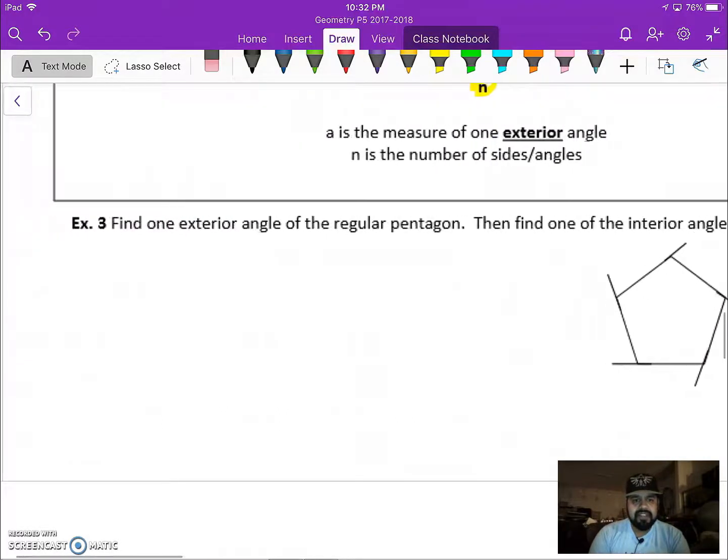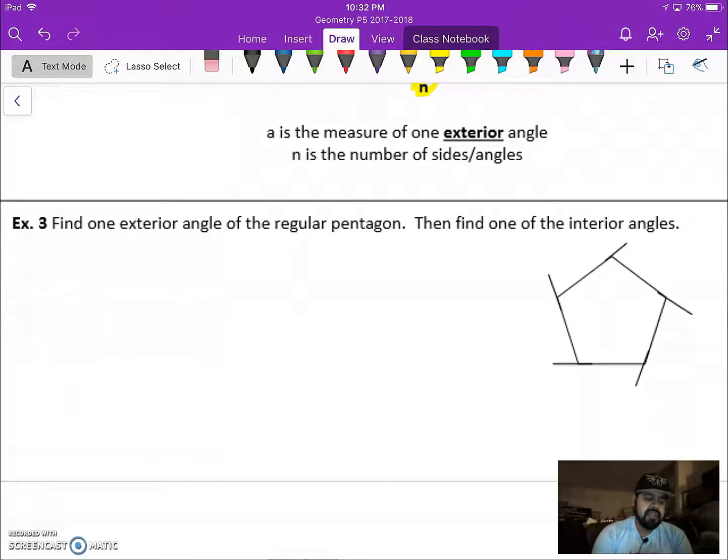So we're going to go ahead and try this one here. I want to find my exterior angle first, and then I want to find one of my interior angles. If you want to give it a try, go ahead and pause the video now, and then try using the formulas we just gave you.